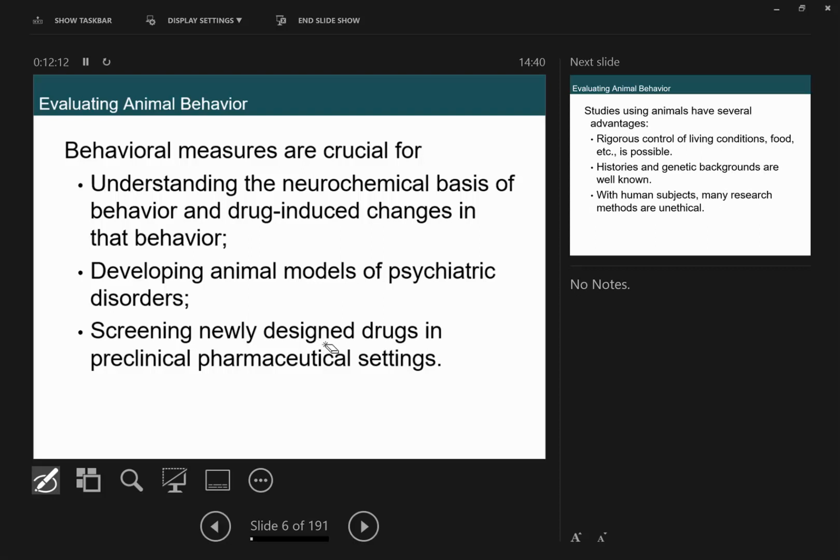All right. So again, we want to think about that neurochemical basis. A lot of this is going to come from animal models when we're thinking about medications for psychiatric issues, right?